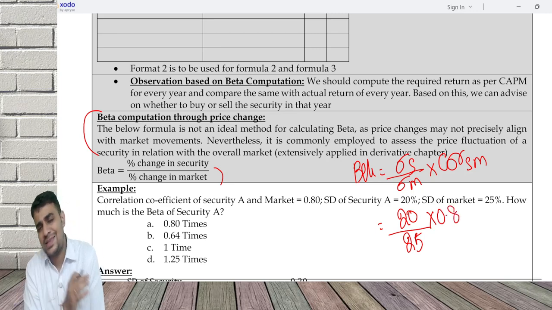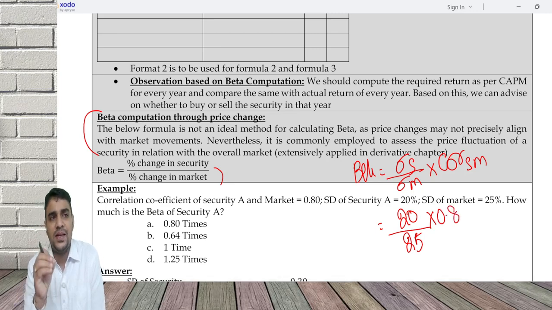In a few rare situations, I'll be writing 20 as 0.2. That does make some difference. Ideally, it shouldn't make any difference, because internationally in CFA, they don't get into percentages. They give everything properly in decimals and make the question. So when you work with proper decimals, you get the exact same answer. But here, sometimes percentage and decimal working can change your answer a little bit.